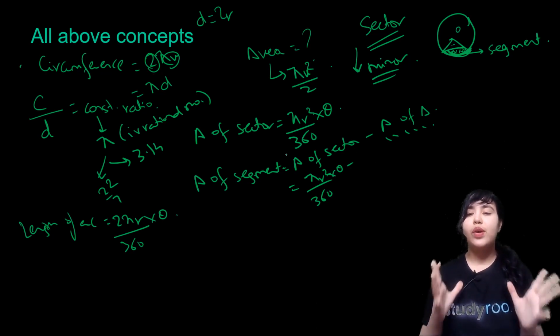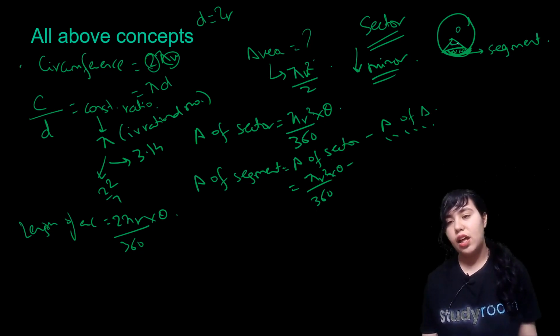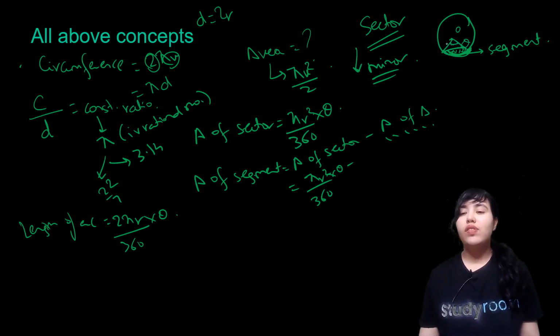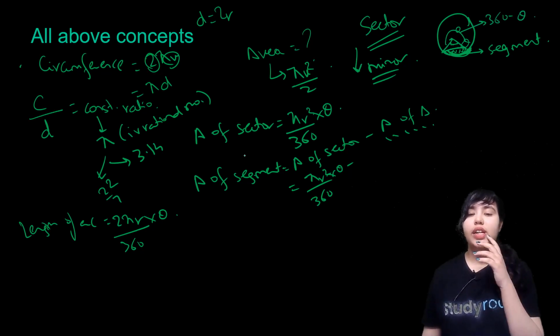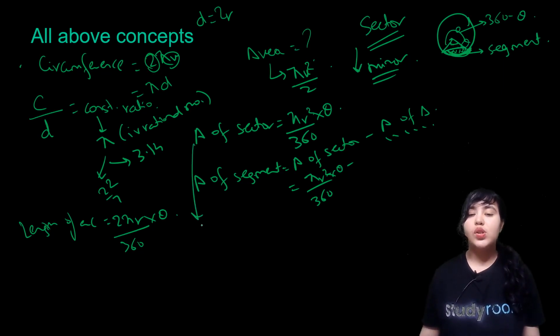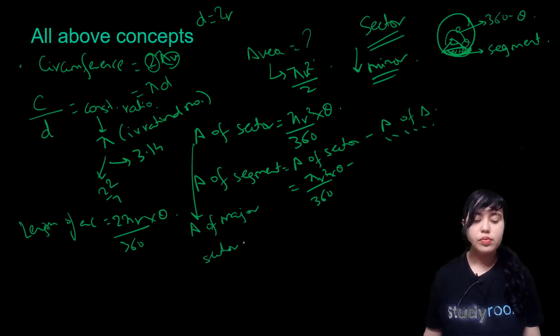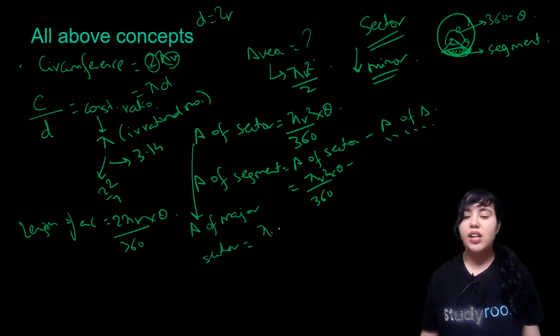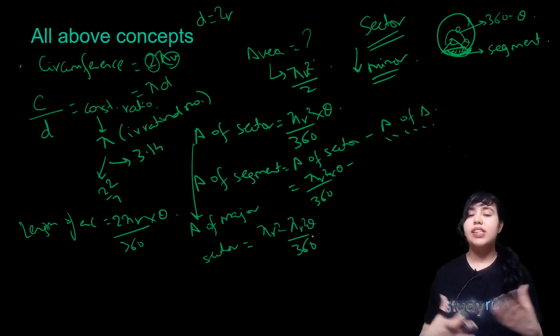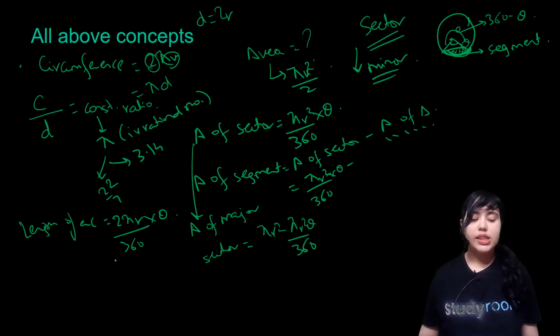Then we also saw some more things here, like if this is the angle theta for my minor sector, what was the angle for major sector? That was 360 minus theta. So if I want to find out area of major sector, I did area of circle minus area of this sector. So what was that formula that I taught you? Area of major sector. So that was pi r square minus pi r square theta by 360. Further, you can take LCM, you can take some things common and you'll get your answer.